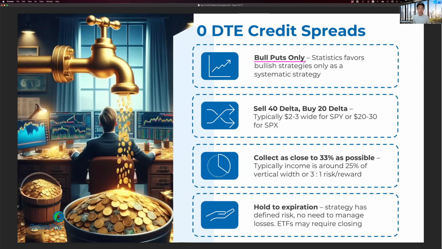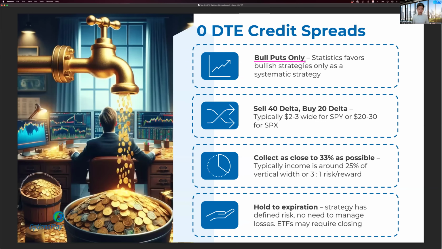And generally speaking, when we talk about selling bull put spreads on index options or ETF options, we're looking at basically selling a slightly out of the money put and then buying back an out of the money put, about a 20 delta. So we'll sell the 40 delta, buy about a 20 delta. Typically, this is going to be about $2 to $3 wide on SPY or about $20 to $30 wide on SPX because SPX is roughly 10 times SPY.